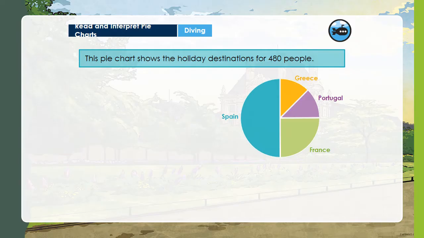As I said before, we're going to be looking at reading and interpreting pie charts today and using that to help us solve problems. You'll see a pie chart shown on screen which shows where 480 people have been on holiday. Their holiday destinations. We can look at our pie chart like this, and we can try and work out exactly how much each segment is worth. But there is a way that we can make it even easier. We can split up our pie chart into equal segments, and that can help us to work out exactly how much each segment is worth.